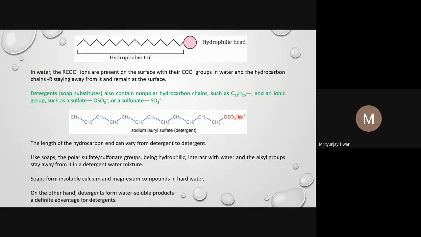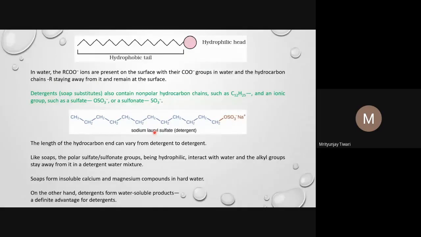The length of the hydrocarbon chain can vary from detergent to detergent, as we have seen in the case of soaps, where the length of the hydrocarbon chain can vary from soap to soap. So this is the hydrophobic part, and this is the hydrophilic part. So it can also have a head part and a tail part: a hydrophilic head and a hydrophobic tail, and this is also an amphiphilic ion or amphiphilic molecule.